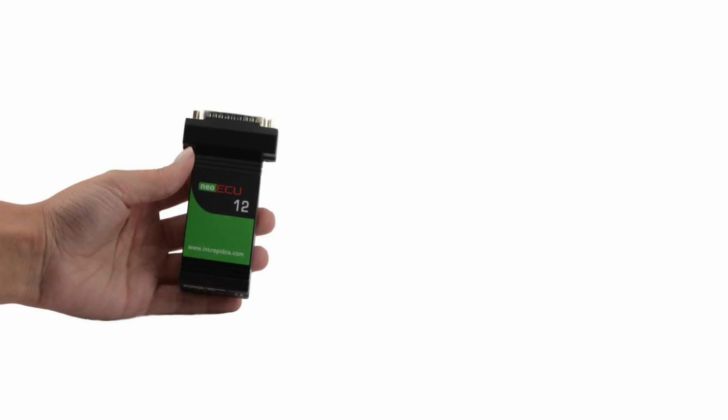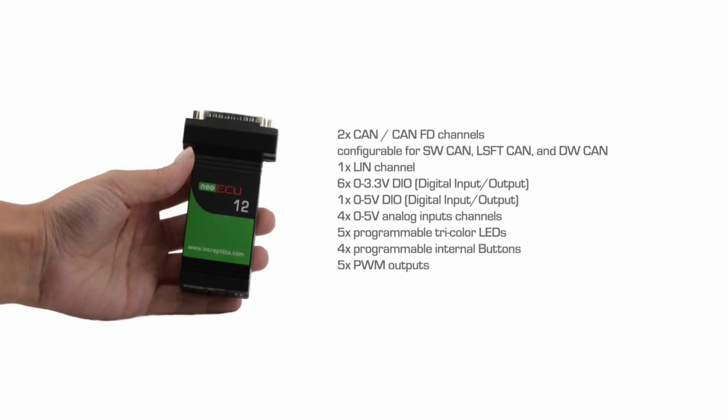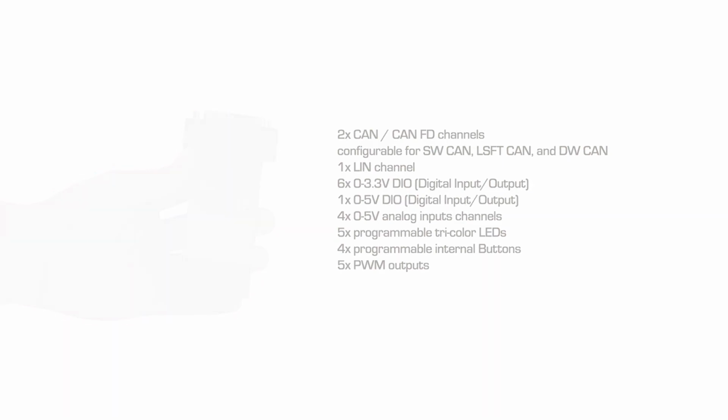The neoECU 12 features two CAN or CAN-FD channels, one LIN channel, six 3.3 volt digital input or output channels, one 5 volt digital input or output channel, four 5 volt analog input channels, five programmable tri-colored LEDs, four programmable internal buttons, and five PWM outputs.